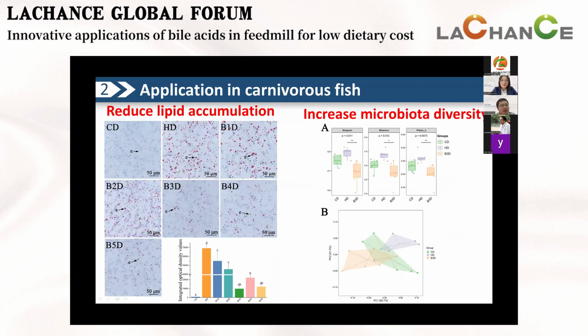In this study, we also detected the lipid contents in the liver of the grouper, similar to the last experiment in largemouth bass. We can see that with the addition of bile acids in the high-fat diet, the lipid accumulation was reduced. We also detected the microbiota, and we can see that bile acids also affect the diversity of the microbiota.